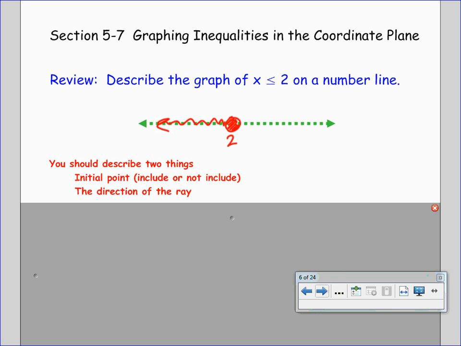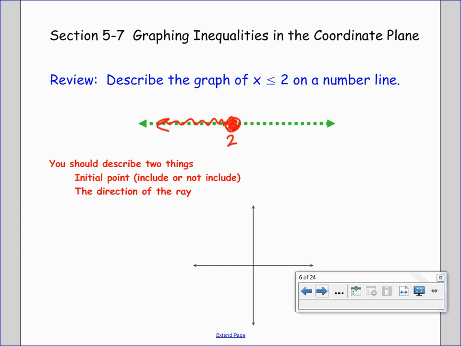1. Yes, 1. A different one. Emily? -2. -2. Good. A different one. Kenzie? -8. -8. Good. What about x equals 2? Yes, because it's inclusive. It's a closed circle. It's included in my solution set. Nice job. Now we're going to up the ante.